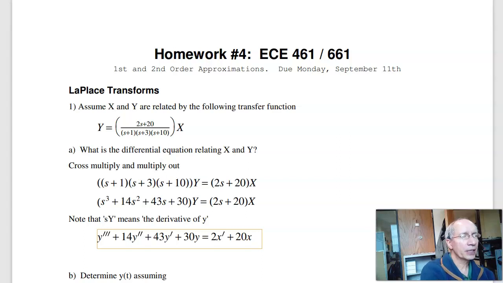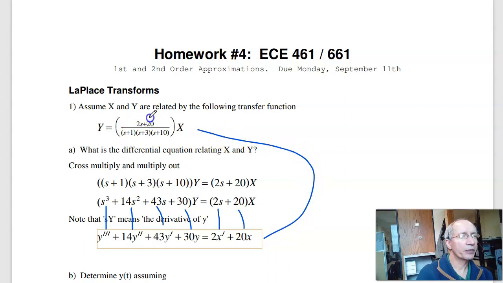The first problem is, given a transfer function relating x and y, what does it mean? Well, this represents a differential equation. If I cross multiply it out, then I can convert to a differential equation. S means derivative, so this says the third derivative of y plus 14 times the second derivative plus 43 times the first derivative plus 30 times y is 2 times the derivative of x plus 20x. So anytime you see a transfer function in S, think differential equation.